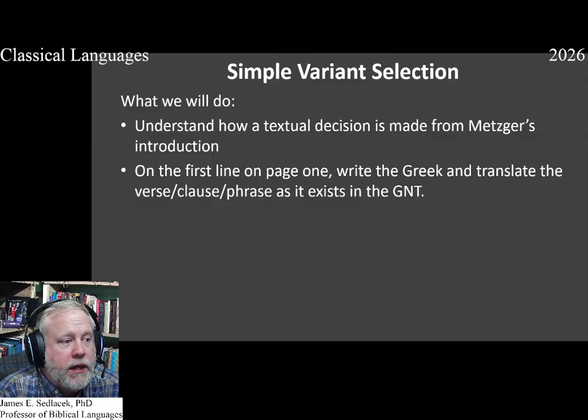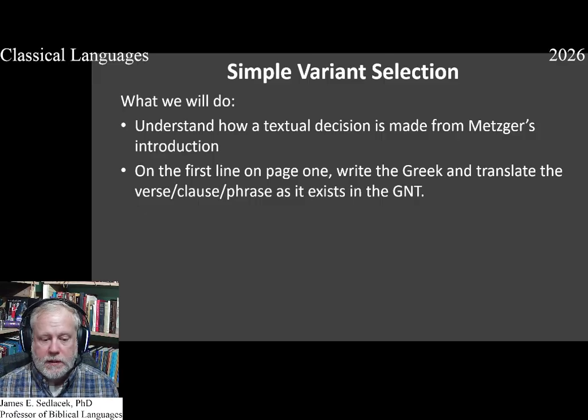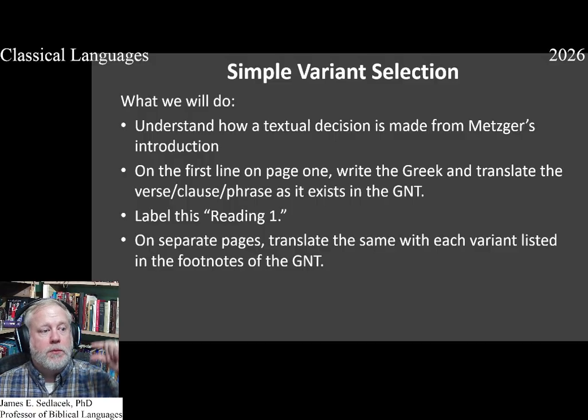On the first line on page 1, you're going to have several pages when you're done with this. You're going to write out the Greek and then translate the verse, clause, or phrase just as it exists up in the upper portion of your Greek New Testament. That is the text as it stands in the Eclectic Edition. That is going to be reading 1, label it such. On your next page, you're going to start reading 2. This will be the first variant down in the footnotes. And you're going to keep doing this consecutively. Start a new page, start the new number for each variant that's there.